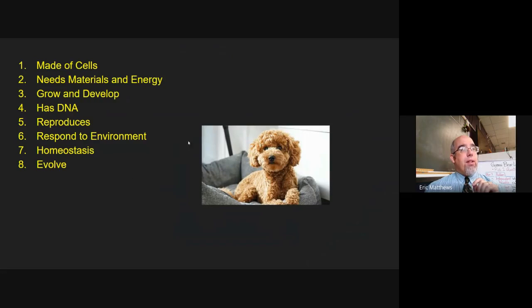Here is the parent list. So here are all 8 characteristics of life lined up. And if you need to write them down, you can just pause the video and do so. Made of cells, needs materials and energy, has to grow and develop, has DNA, reproduces, responds to the environment, maintains homeostasis, and evolves or changes over time. Those are the 8. A living thing must have all 8.